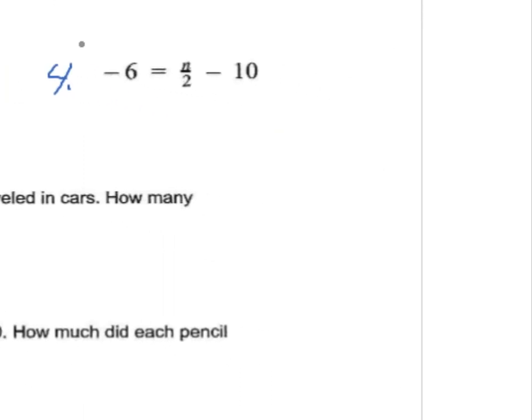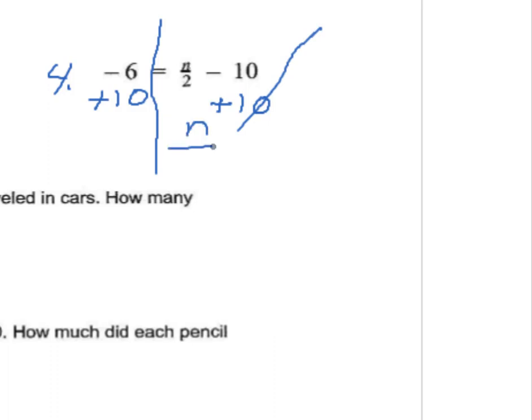Okay. So down here, here's my line between the two. I see the numbers. So I'm going to add 10 to both sides, because that will get rid of that. Negative 10 plus 10 equals 0. I have n over 2 equals negative 6 plus 10. Again, they're different signs, so I'm going to subtract. 10 minus 6 is 4. I'm going to keep the sign of the larger, which is positive, the 10. So that would be a 4.